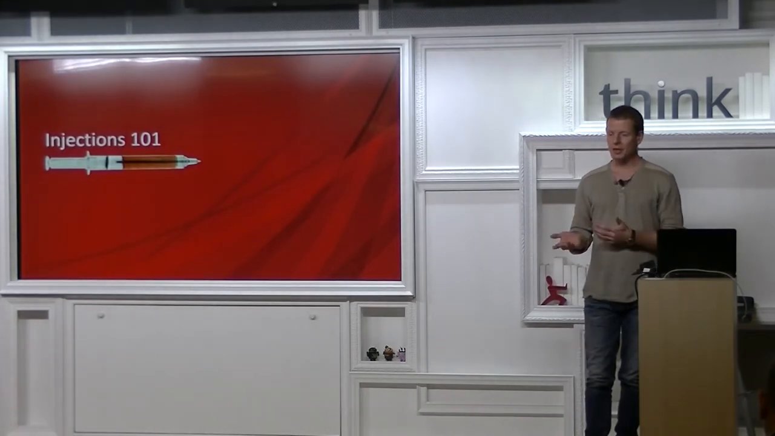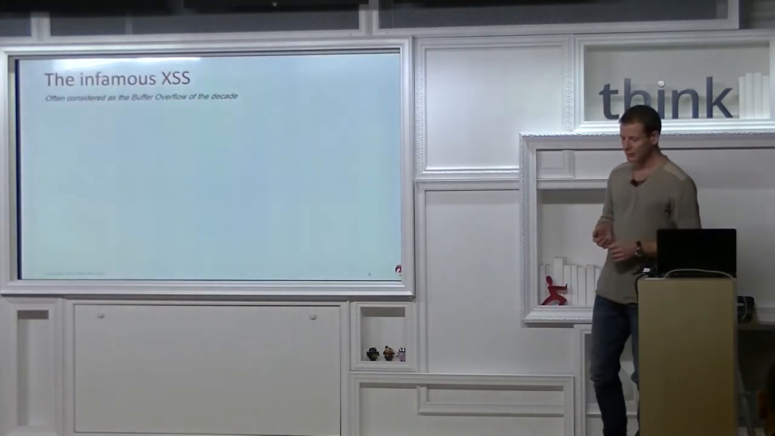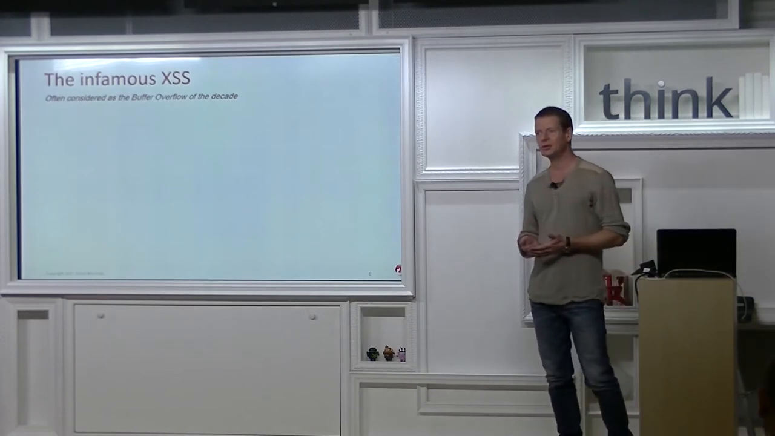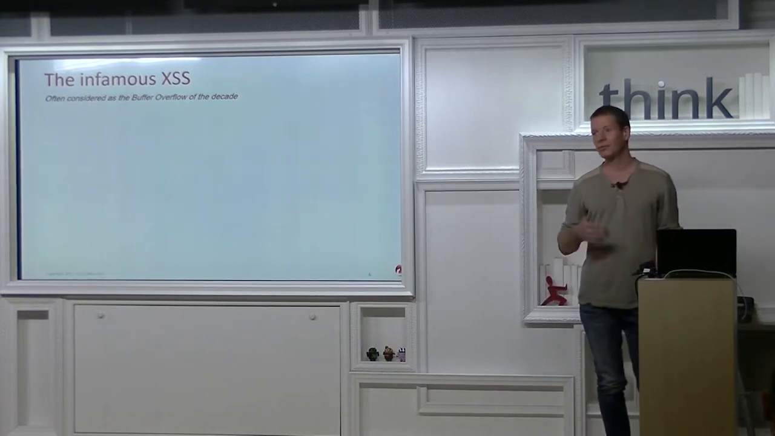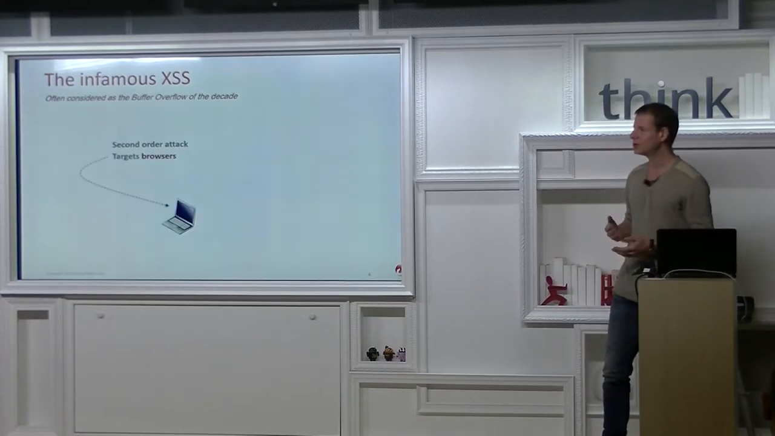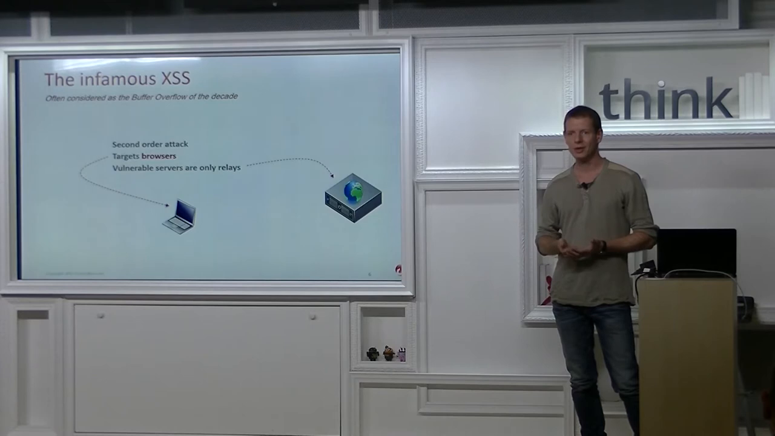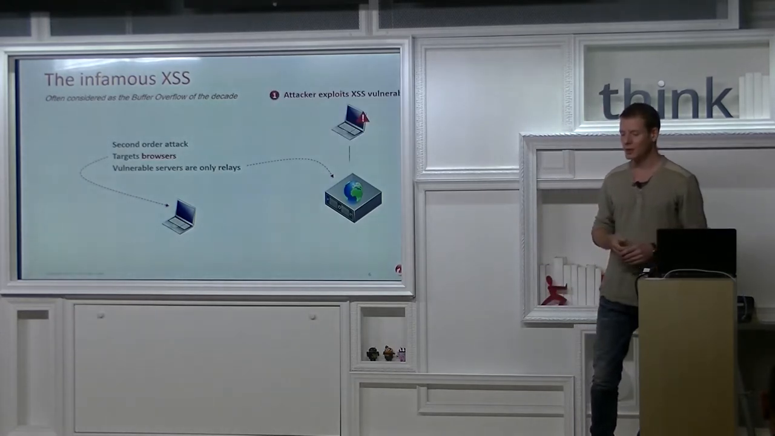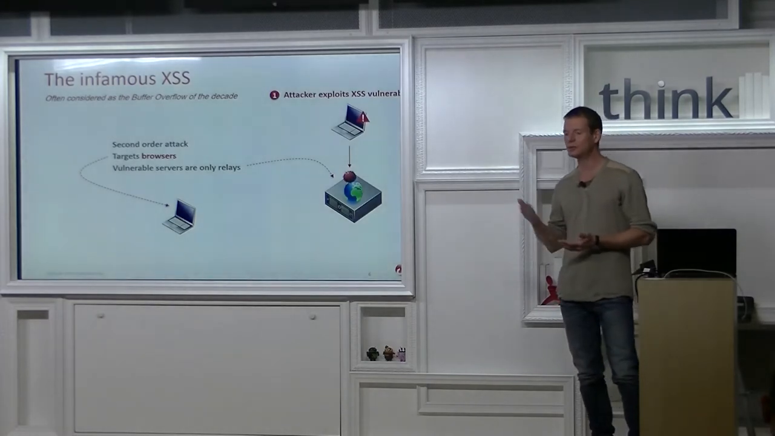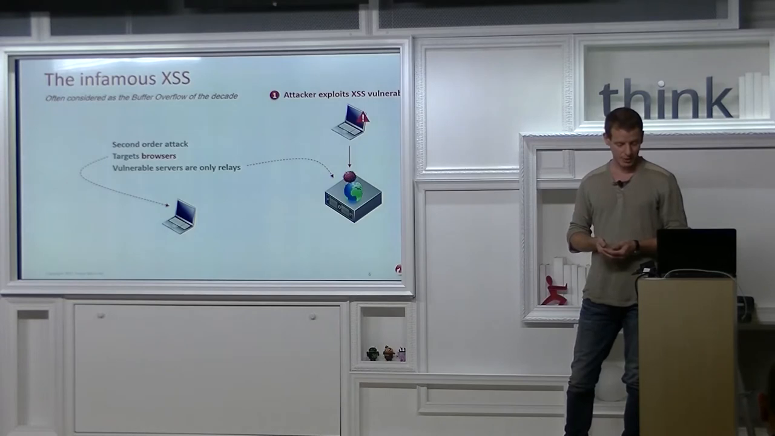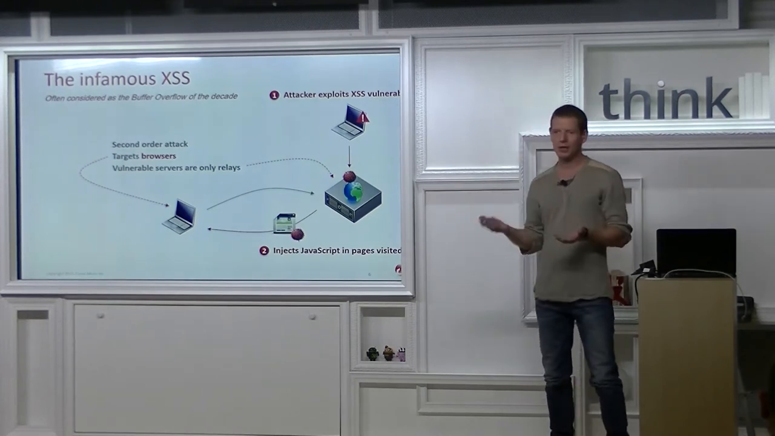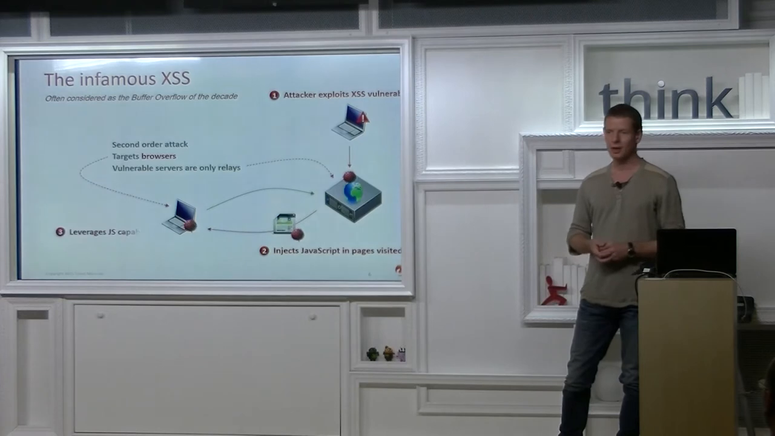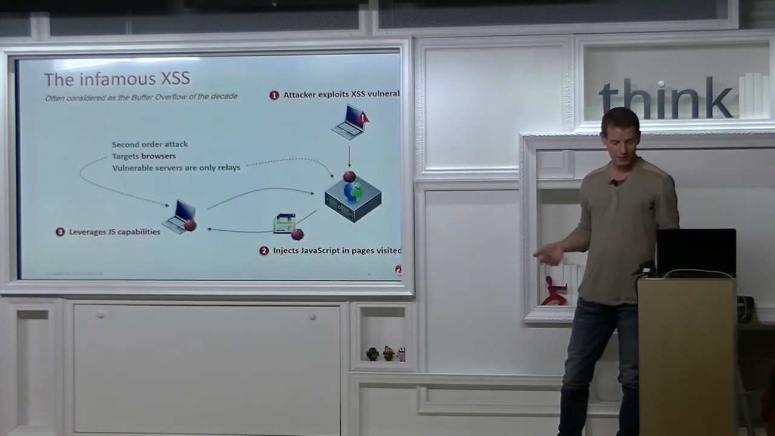So first, let's talk about the injection, the 101. Of course, I guess most of you have heard about cross-site scripting. It's often considered the buffer overflow of the decade because it's very easy to write. It propagates through vulnerable websites, so it's a marvelous vector everywhere. Just remember, it's a second order attack. The real target is the browser, and it's going to use some vulnerable web servers just like relays. The attacker is just going to exploit a vulnerability in the server and put something in, so that's for the persistent cross-site scripting. A user is going to connect, get the page, and get the malware from the page, completely embedded. You see nothing, and it runs on the browser itself. Well, okay, that's very basic.